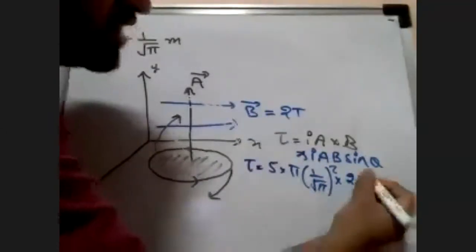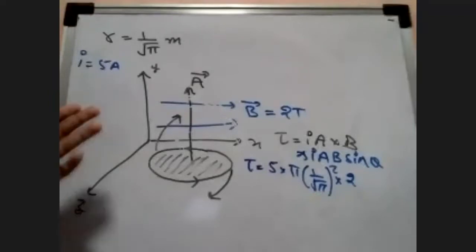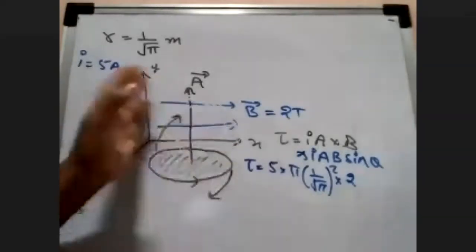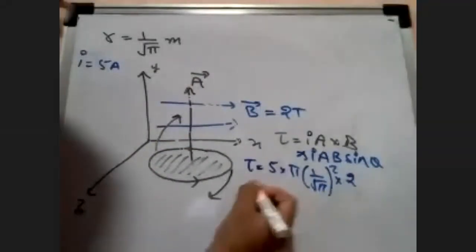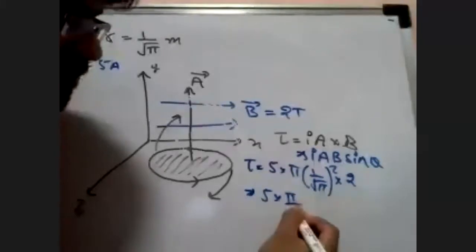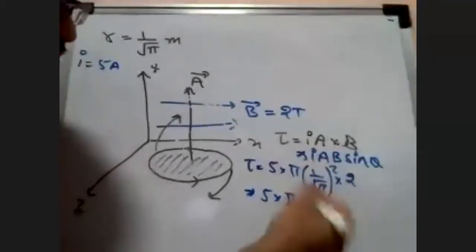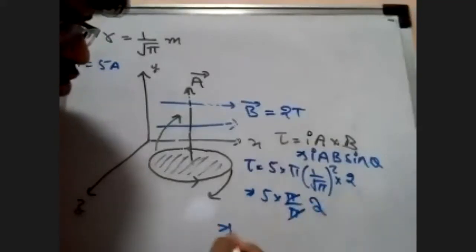And what is theta here? Theta between A and B is going to be pi by 2. Sin pi by 2 is 1, so I don't need to consider that. So what is it going to be? 5 into pi upon pi, because 1 by root pi whole square will be 1 by pi. Pi and pi get cancelled. 5 into 2, you're going to get 10.